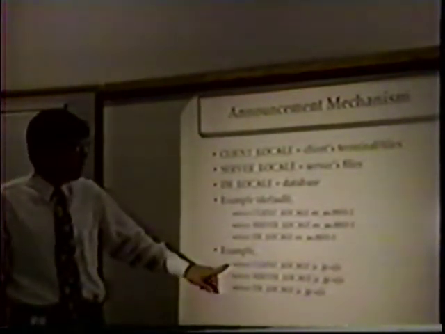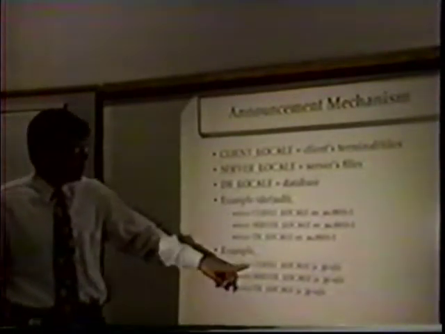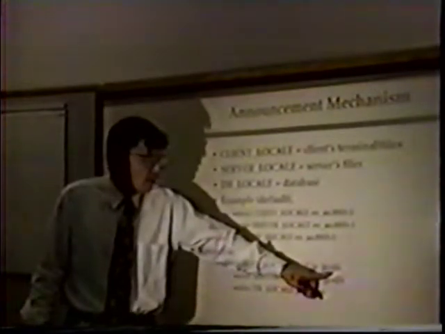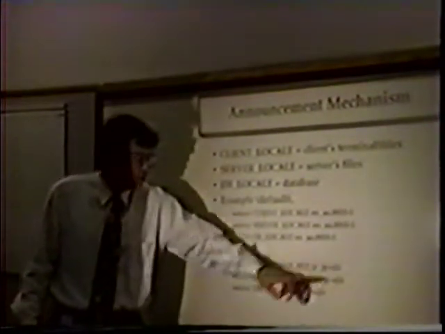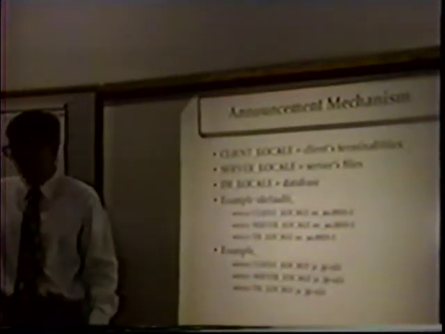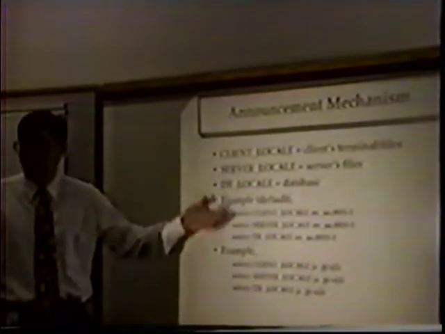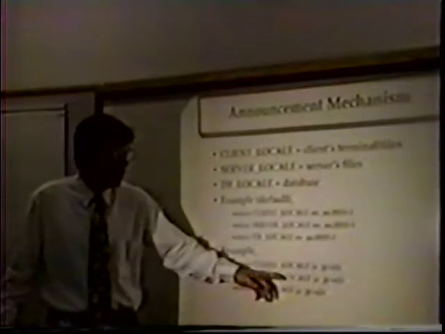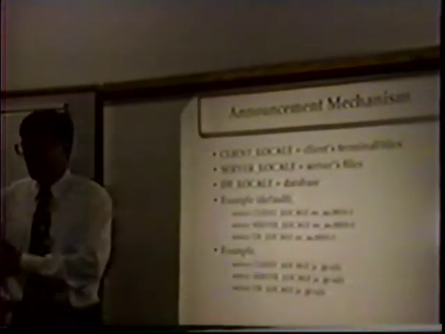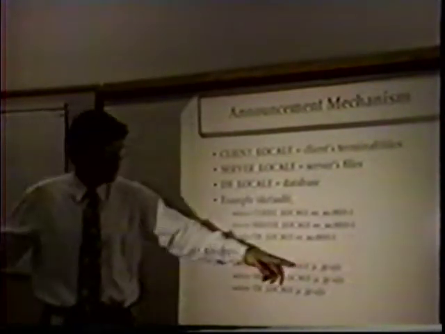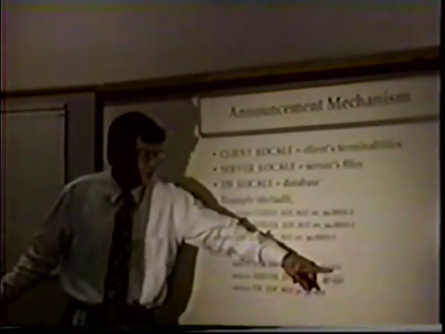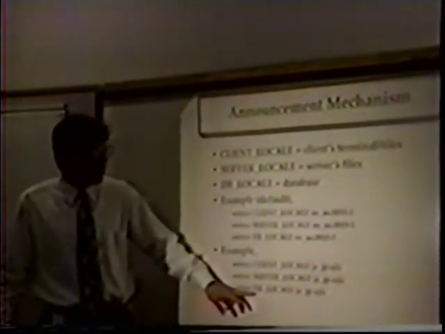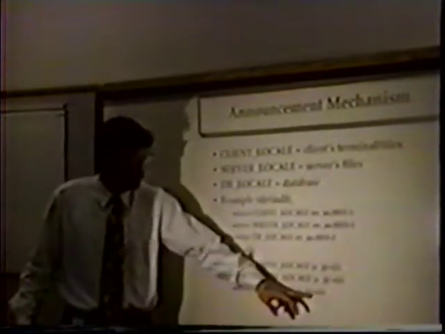Another example is setting the client locale to Japanese in Japan with the shift.js code set on the client. This is a very common example in Japanese. That's why I put it on here. The server locale is UJIS, a Unix server, and the PC has a PC terminal emulator. This is the code set of PC terminal emulators for the client, and the DB locale is UJIS.